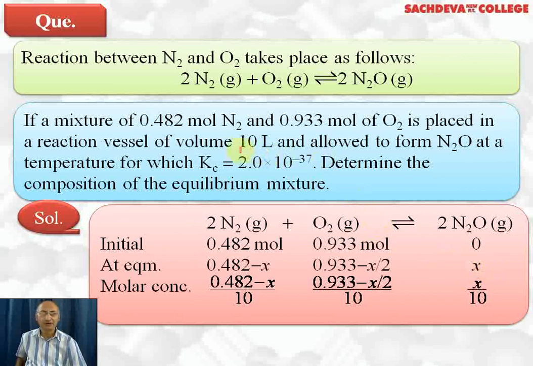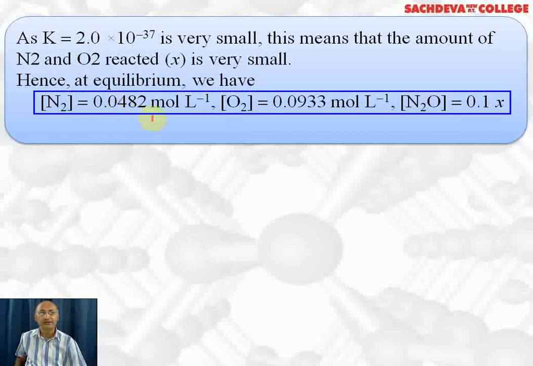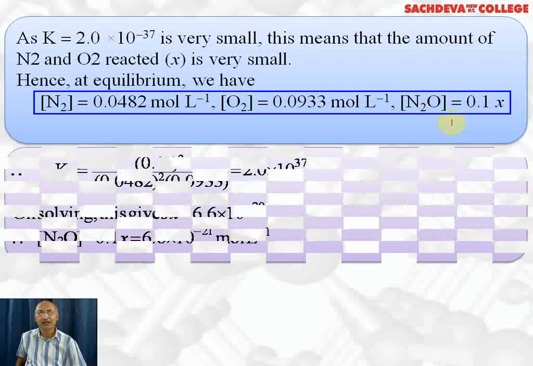Now here the volume of the container is 10 liter. So we want molar concentration in moles per liter. So all the amounts will be divided by 10 to get molar concentration in moles per liter. Now as Kc is 2 into 10 to the power minus 37, which is very small, this means that the amount of N2 and O2 reacted, X, is very small. Hence at equilibrium, the molar concentration of nitrogen will be 0.0482 moles per liter. Oxygen will be 0.0933 moles per liter. And N2O molar concentration will be 0.1 into X.